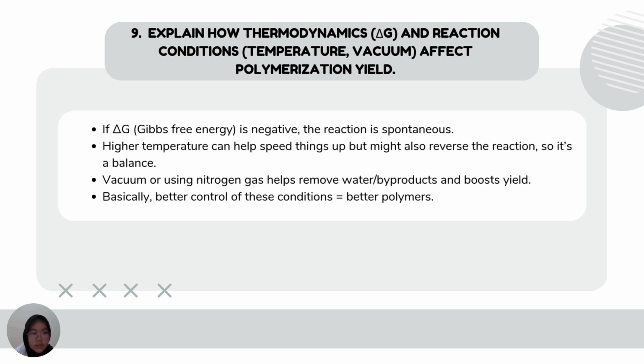And the last one, number 9, explain how thermodynamics, delta G, and reaction conditions like temperature and vacuum affect polymerization yield. If delta G, the Gibbs free energy, is negative, the reaction is spontaneous. Higher temperature can help speed things up but might also reverse the reaction, so it's a balance. Vacuum or using nitrogen gas helps remove water and byproducts and boost yield. Basically, better control of these conditions equals better polymers.